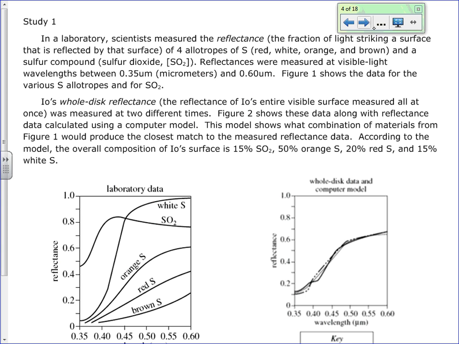All right, let's take a look at the experiments and what they did. Do we have a volunteer to read study 1 for us? Thank you.